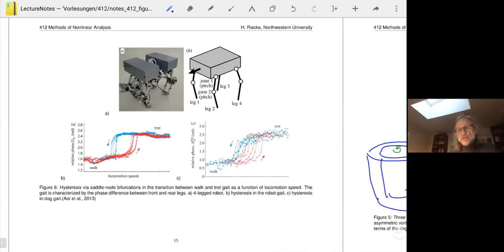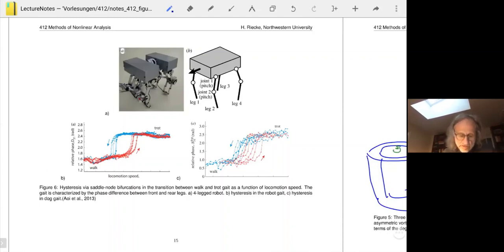And they compared that with what happens with animals, like a dog or other animals. At low speeds, the gait is different. The animal just walks, whereas at higher speeds, it goes into a trot, and at yet higher speed, it may go into a gallop. So there are these different gaits.